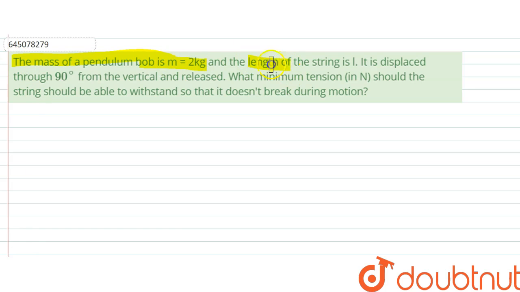Hello, we are given the question and the question says the mass of pendulum bob is 2 kg and the length of the string is L. It is displaced through 90 degrees from the vertical and released. What minimum tension should the string be able to withstand so that it does not break during its motion?